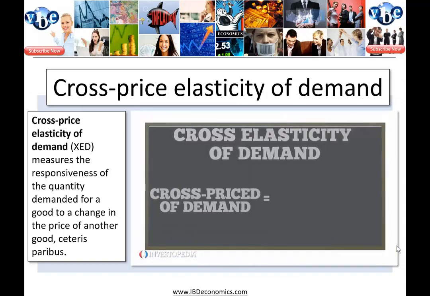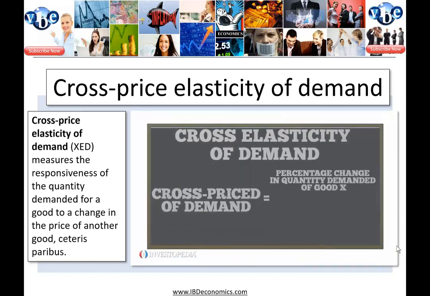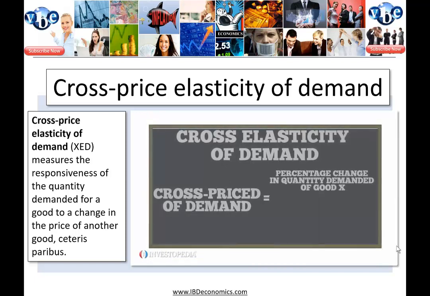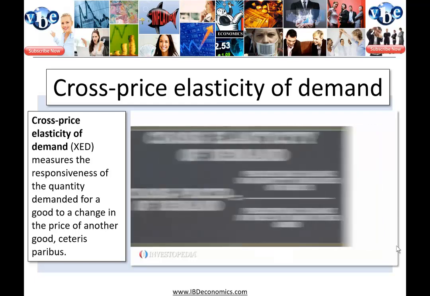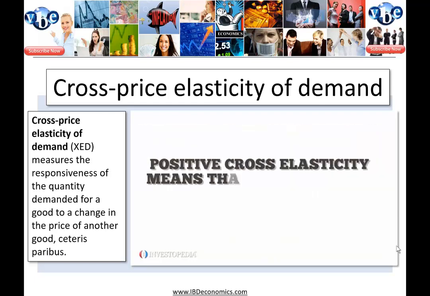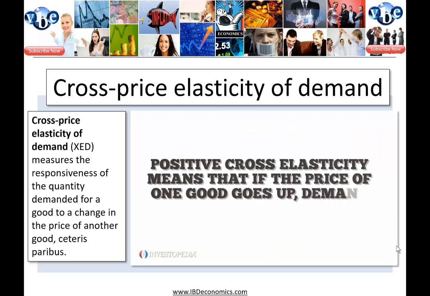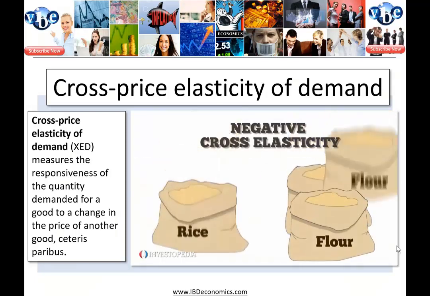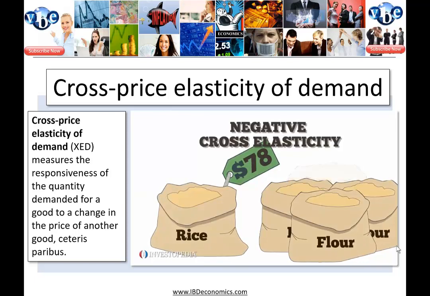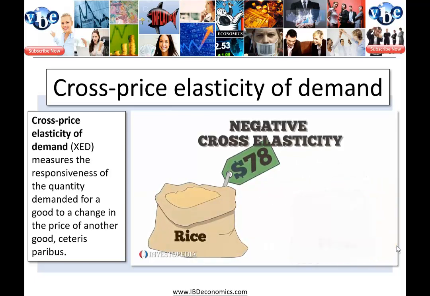Calculate the cross-elasticity of demand by taking the percentage of change in the quantity demanded of one good and dividing it by the percentage of change in price of a substitute. Positive cross-elasticity means that if the price of one good goes up, demand for another does too. With negative cross-elasticity, an increase in the price of one good causes a drop in the demand for another.